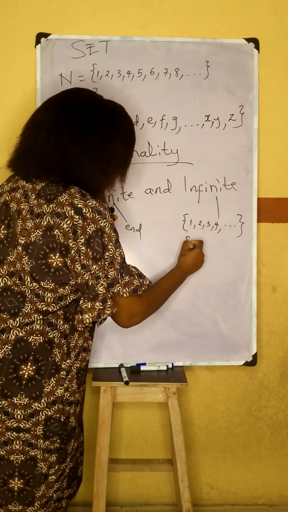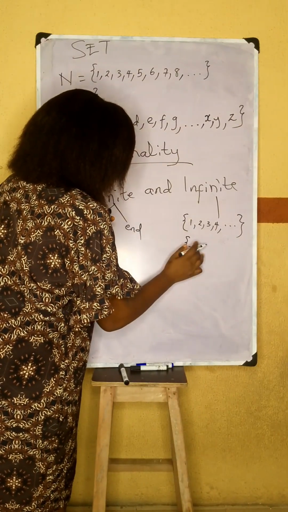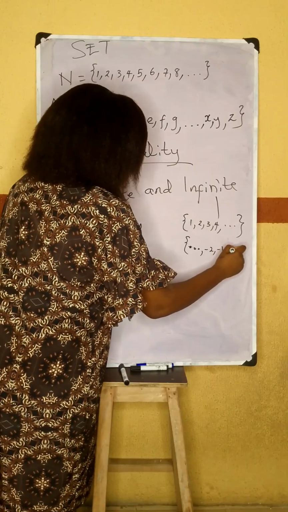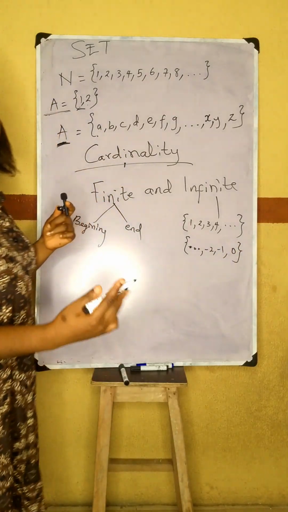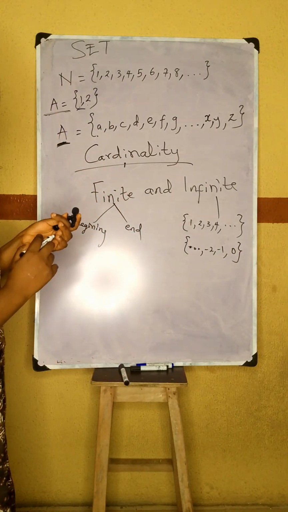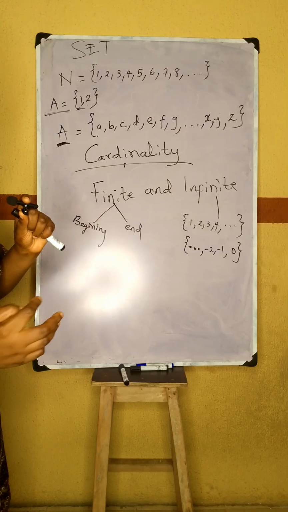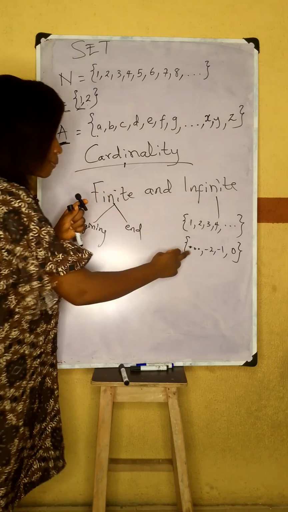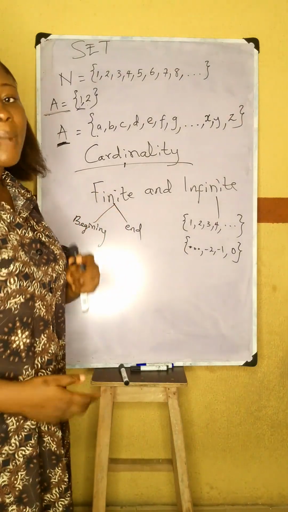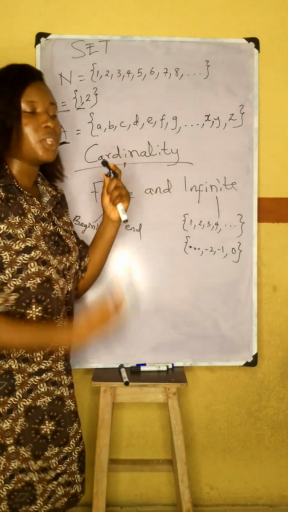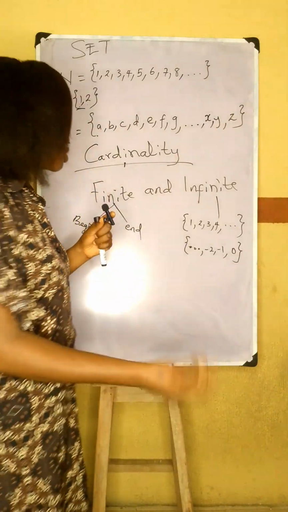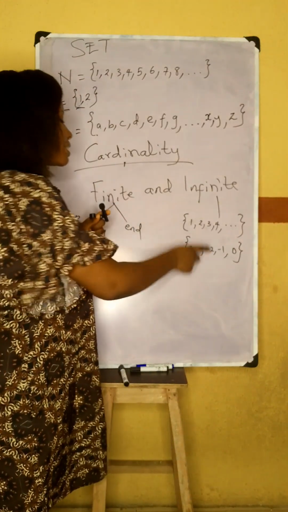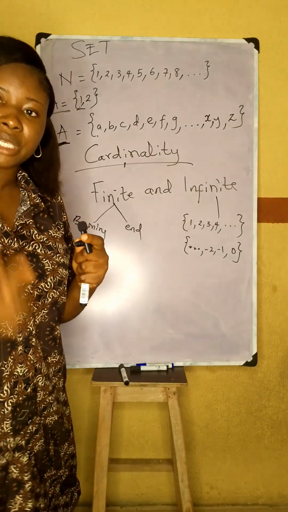Another example is if I have 3 dots first, then -2, -1, 0. Now this is a set of negative integers. Can we see that? Negative whole numbers. But we don't know where it will start from. We don't know if it started from -100 or -1 million or -20. What we just know is that they are negatives, including 0. So this set is also infinite because we don't know the beginning.